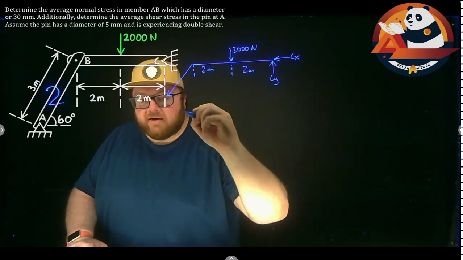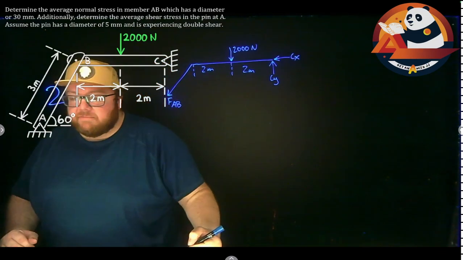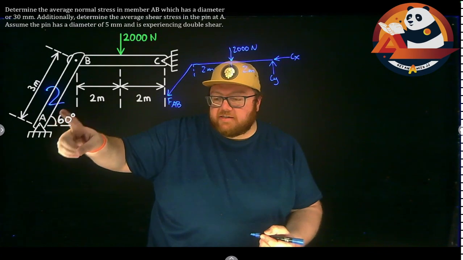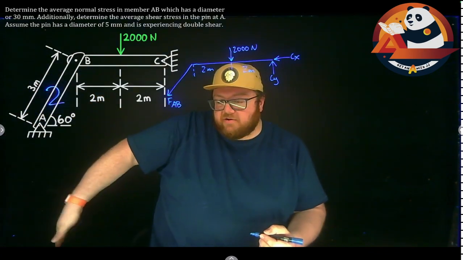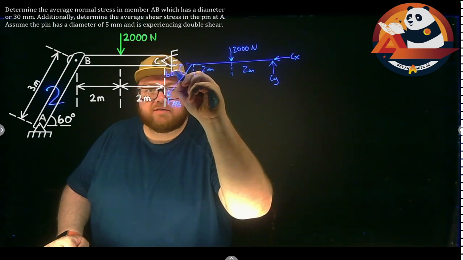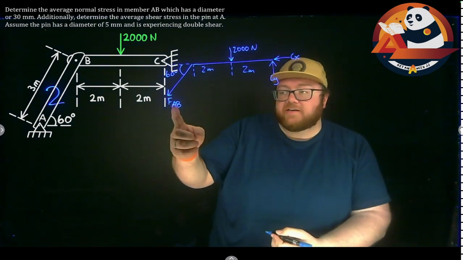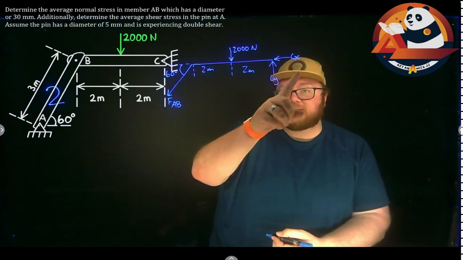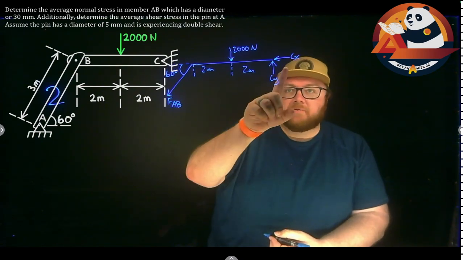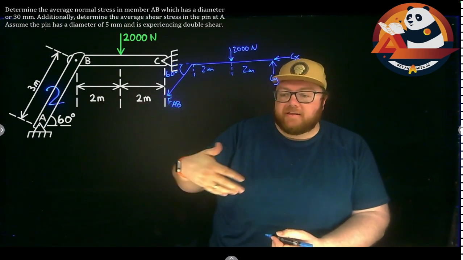Going down here, I have FAB, that force in member AB. And we're given that from horizontal up to the member is 60 degrees. That means that from horizontal down to the member, this angle right here, we're also 60 degrees. And I can start trying to find this. I can actually get FAB without finding CX and CY. Wouldn't hurt us to find those, we just don't have to. If we sum moments at C, we get rid of CX, CY. We have only FAB left as an unknown.